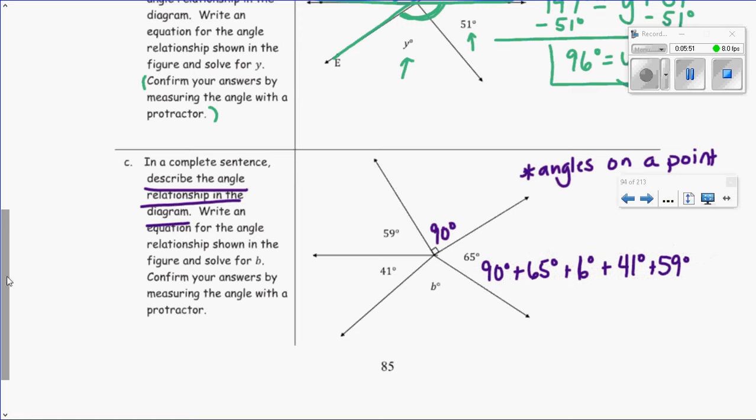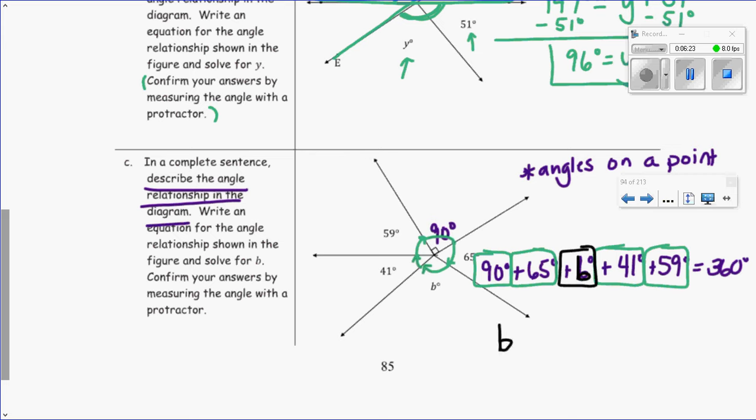Hopefully you didn't run out of room like I did. Equals 360 degrees. Okay, and that's like this. The 90 plus the 65 plus the B plus the 41 plus the 59 all together takes me back where I started. That's 360 degrees. So the like terms are all these number terms. Make sure you keep the sign that's in front of the number. And then I also have just the B. Sorry, I hope that doesn't look like a 6. Okay, the B right there. So the B is on its own. Let's actually just put that there first.